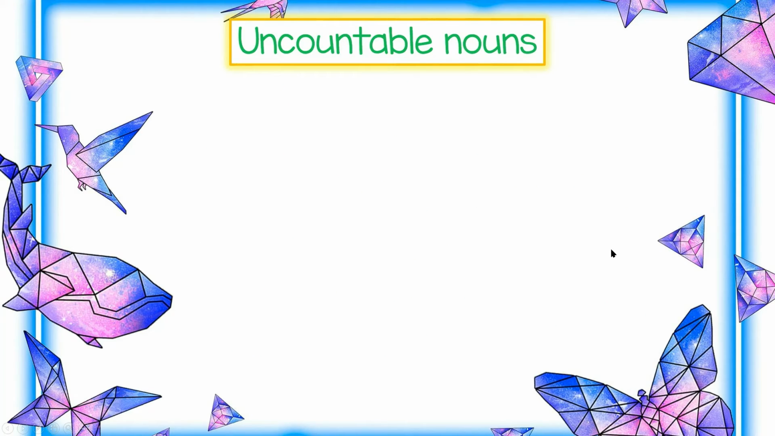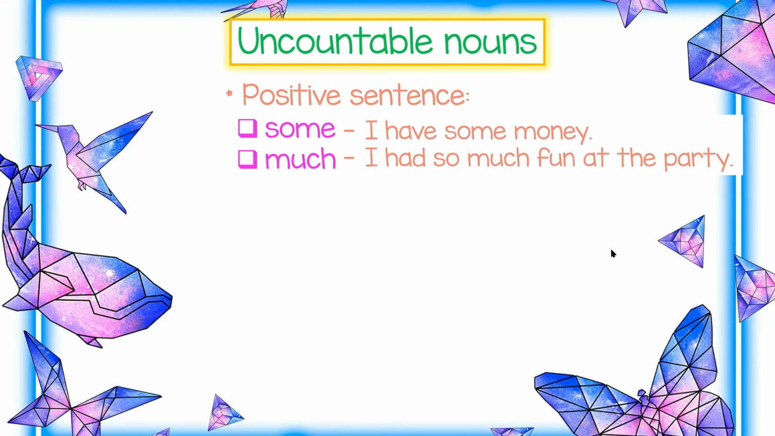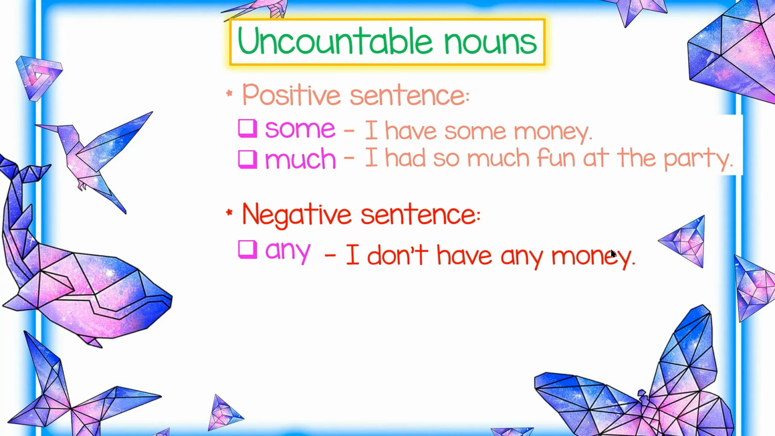Let's look at uncountable nouns in sentences. For positive sentences, we use some and much. For example, I have some money. I had so much fun at the party. For negative sentences, we will use any. For example, I don't have any money. Now, because they are uncountable nouns, we will treat them as one. So, uncountable nouns don't have a plural form.